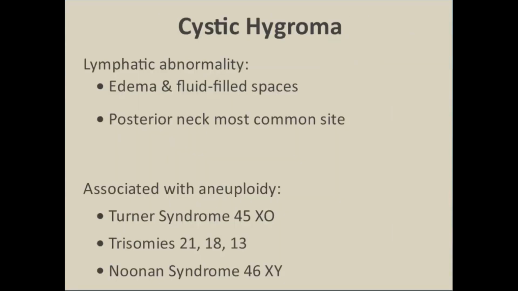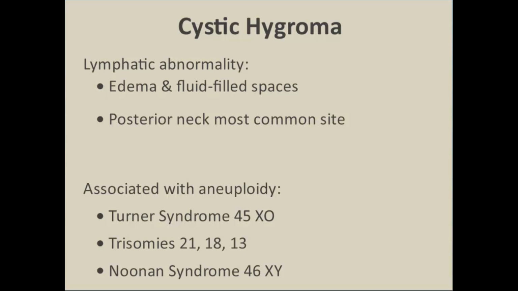Now, cystic hygroma is related to thickening of the nuchal translucency. This is a lymphatic abnormality that is even greater than involving just the neck. It leads to edema and fluid-filled spaces, often most prominent in the posterior neck. This is also the most common location where they may persist into the second trimester.